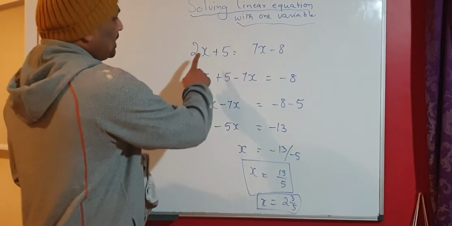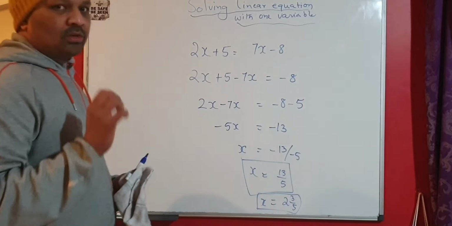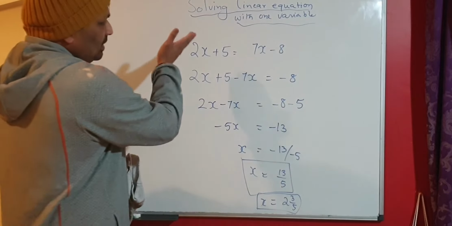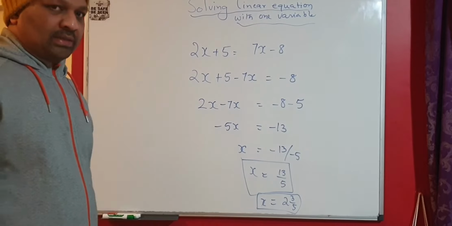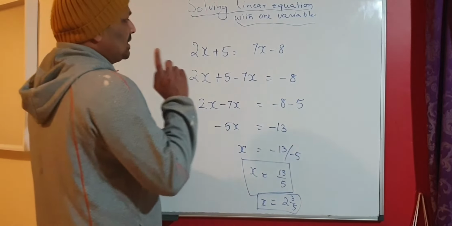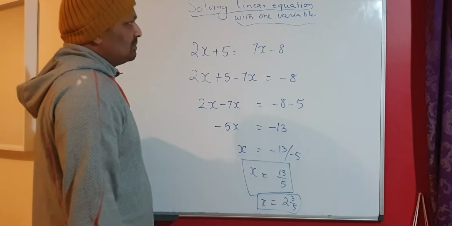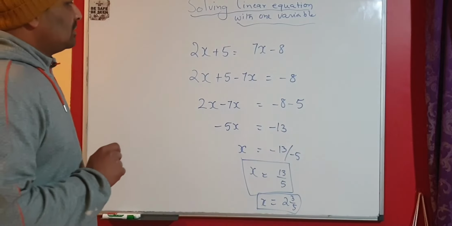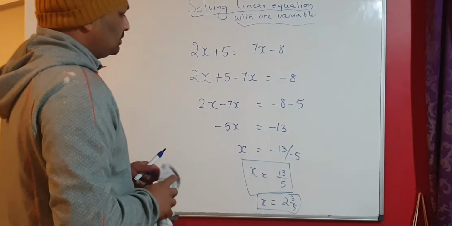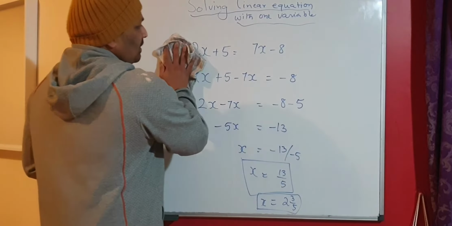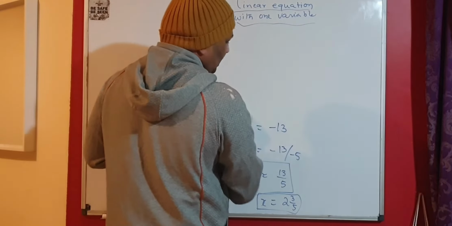What is the variable here? x is a variable here that is not known to us, and when we simplify further down, we get to know the value of x. Okay, and this is an equation because there is an equal to symbol. This is a linear equation because the power of x is 1. Okay, power of x is 1. Fine, let's take one more example.